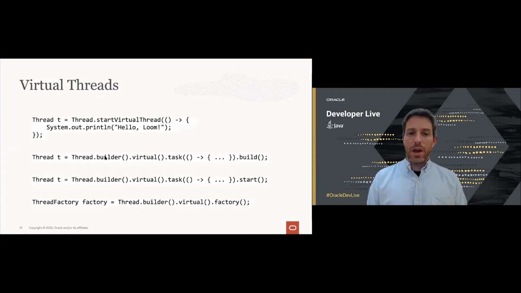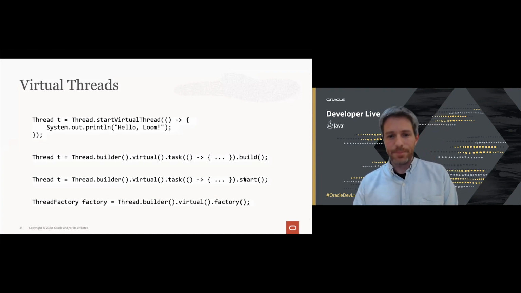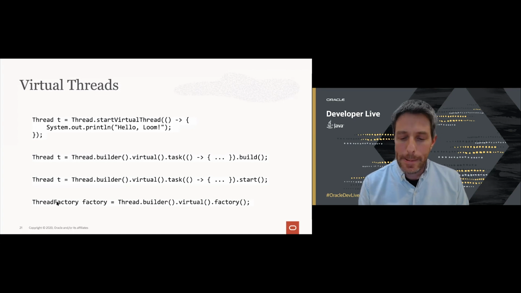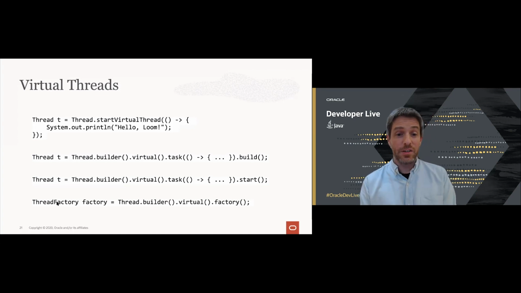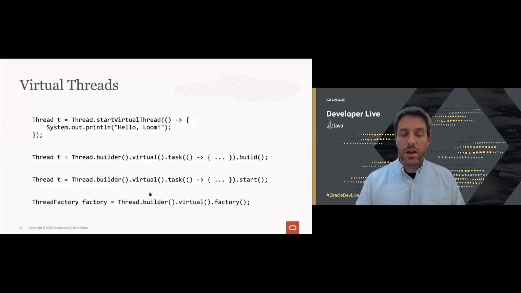So if we want to create a virtual thread, we create a builder, we configure it to be virtual, and then we can either just build it or build it and start it. And one very nice thing we can do is, instead of building a single thread at a time, create a thread factory, an existing interface that is commonly used by many executors today. This factory would generate virtual threads, and we can pass this factory to any existing executors that use a thread factory to create their threads.